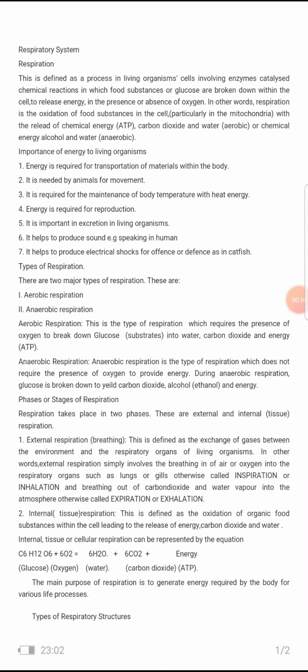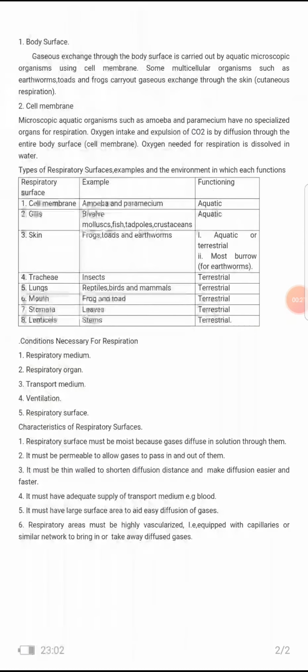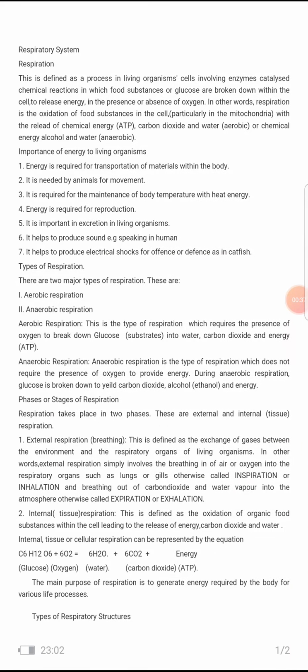Welcome to today's class, and our topic for today is the respiratory system. Under it, we're talking about respiration, importance of energy to living organisms, types of respiration, types of respiratory surfaces, types of respiratory structures, conditions necessary for respiration, and characteristics of respiratory surface.